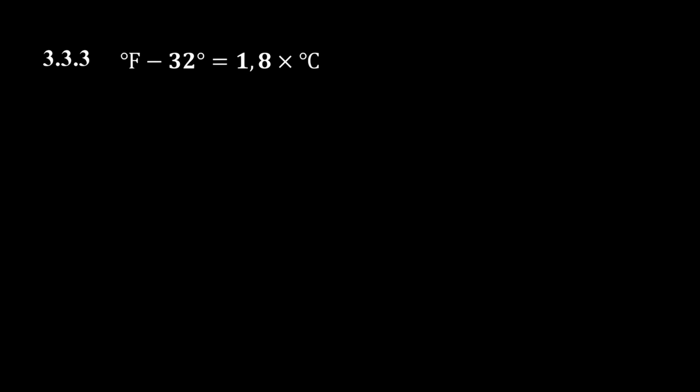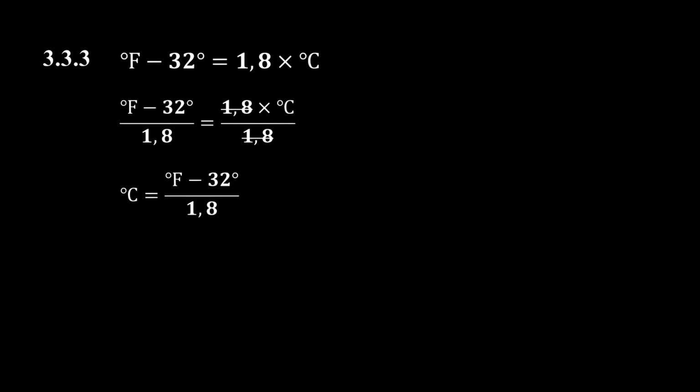We do this by dividing both sides of this formula by 1,8 to give us degrees Fahrenheit minus 32 degrees divided by 1,8 equals 1,8 multiplied by degrees Celsius divided by 1,8. Now the 1,8 in the numerator cancels with the 1,8 in the denominator, giving us the formula degrees Celsius equals degrees Fahrenheit minus 32 degrees divided by 1,8. Now substituting the value of 73,4 degrees Fahrenheit into the formula will give us a temperature of 23 degrees Celsius.